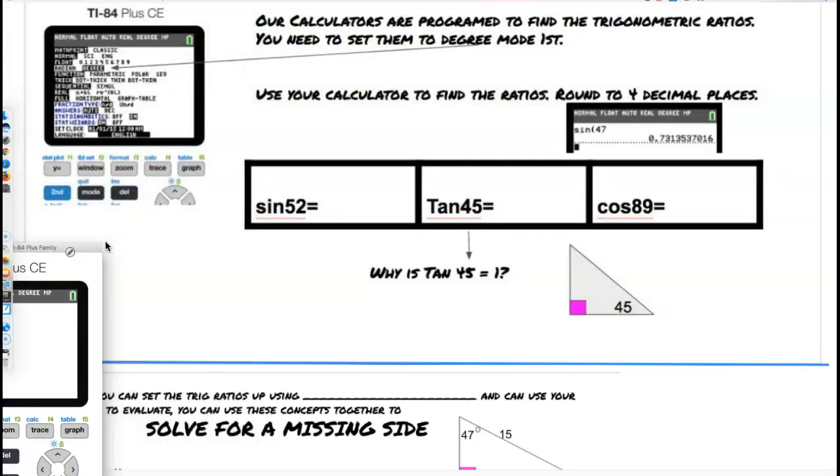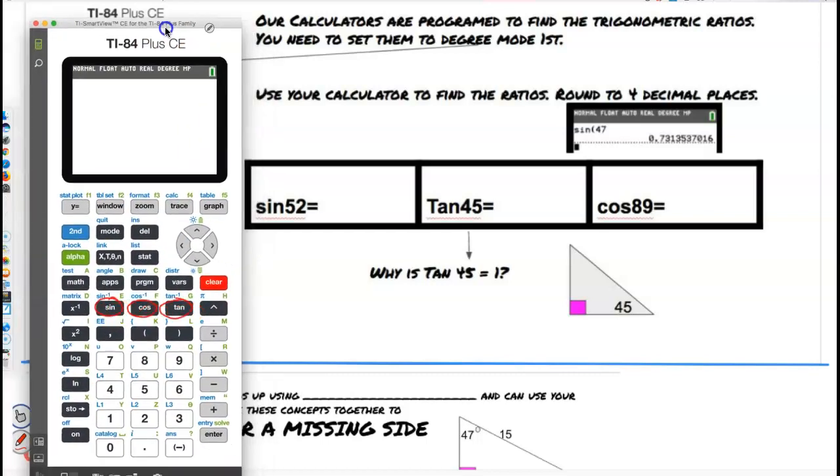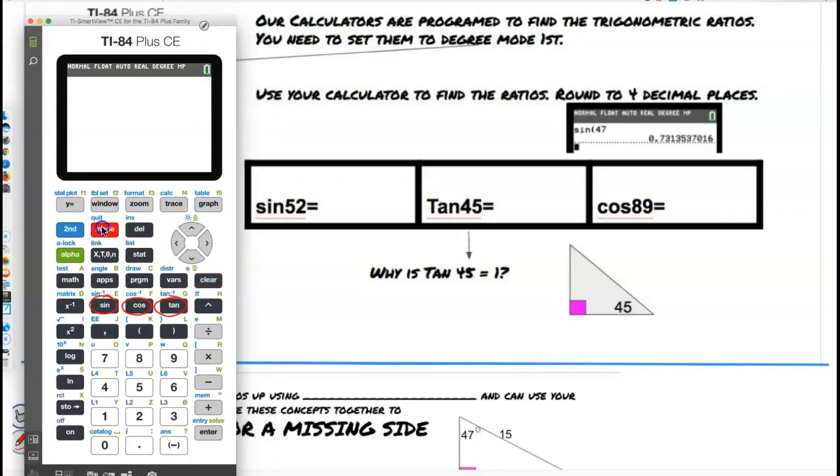It says our calculators are programmed to find the trigonometric ratios. You need to set your calculator to degree mode first. When you buy it, it's not in degree mode. So you're going to hit mode. It's right there. You can see it in red.